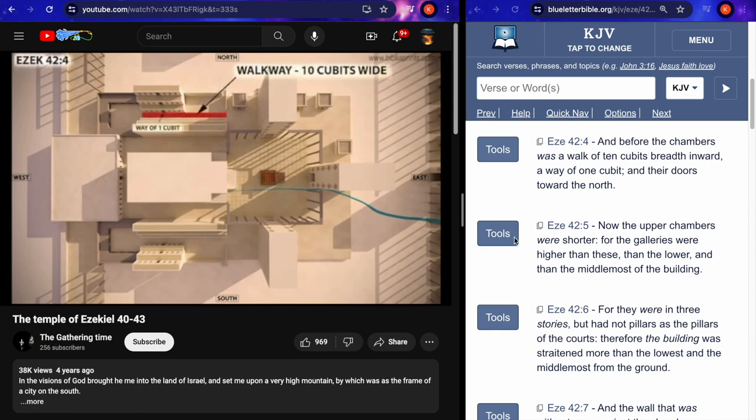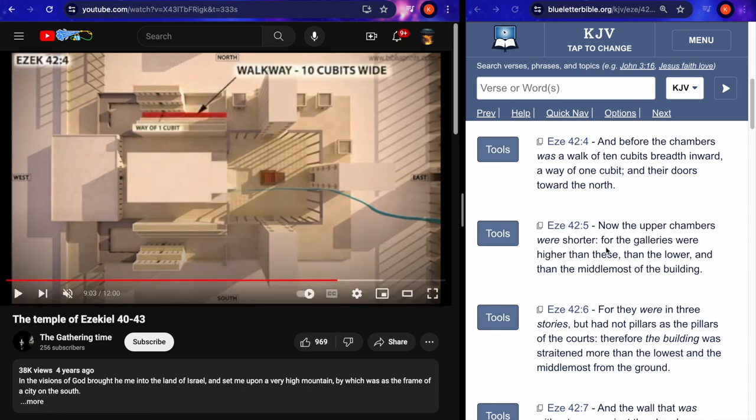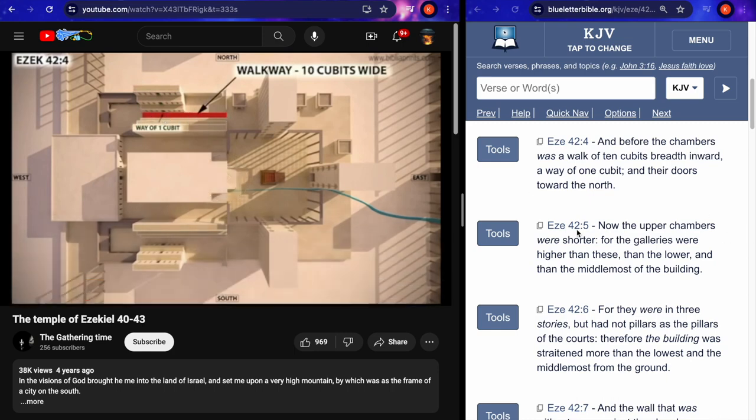Verse 4. And before the chambers was a walk of 10 cubits, 10 cubits breadth inward, a way of 1 cubit, and their doors toward the north. So you can see that way right there, as it is highlighted in red.